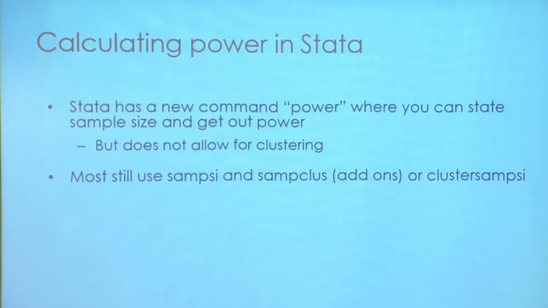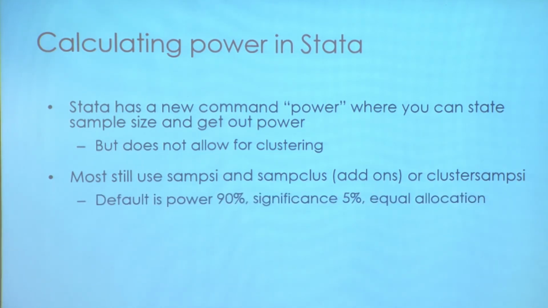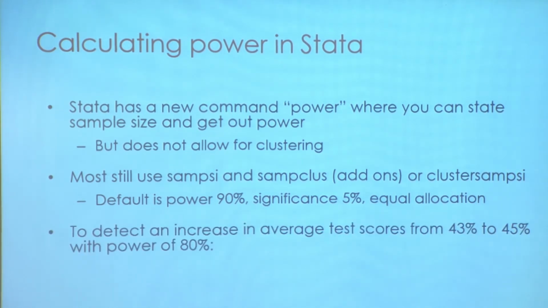So most people use the old versions of the old commands that we used to look at this issue, which are sampsi and sampclus. Those are add-ons to Stata, and clustersampsi. The default in those programs is that power is 90% and significance is 5%. If you want to change that, you can. If you don't say anything, it will just give you those.